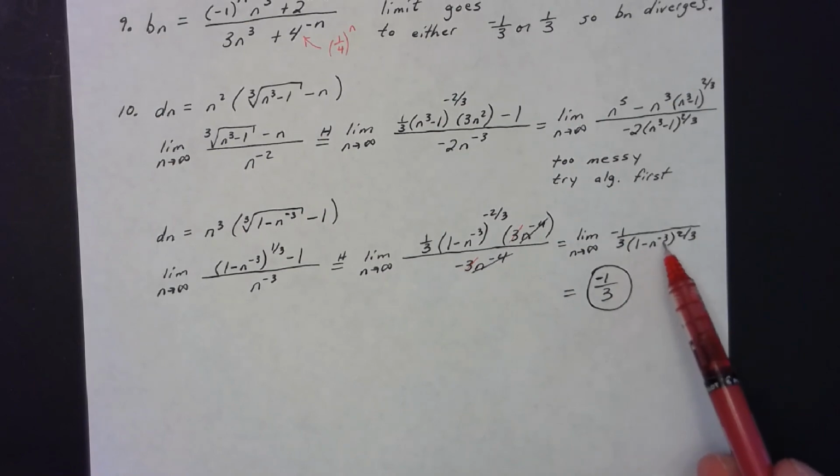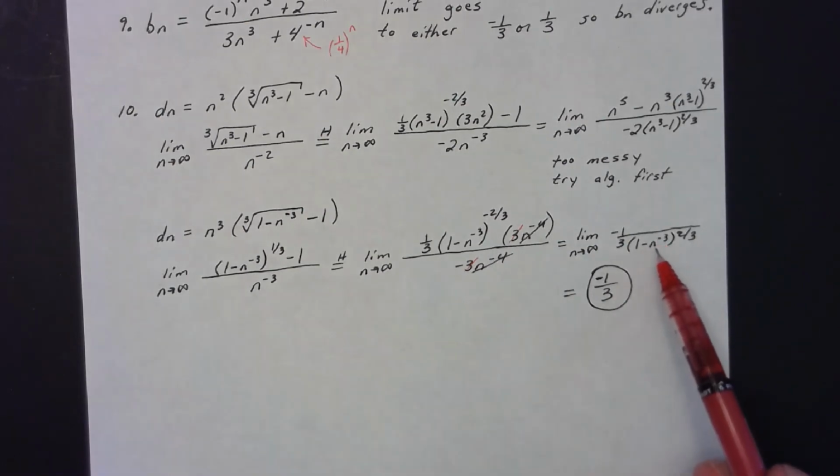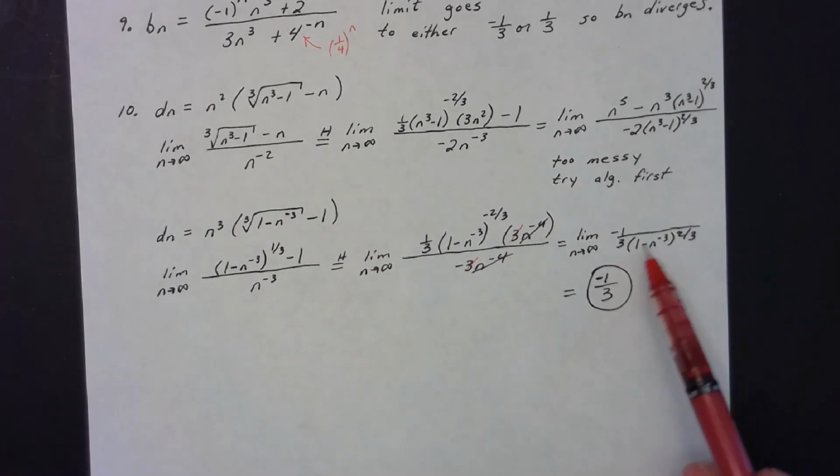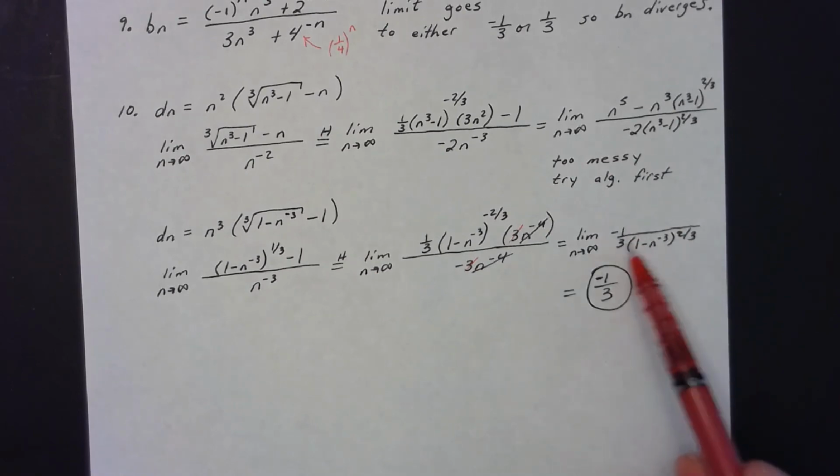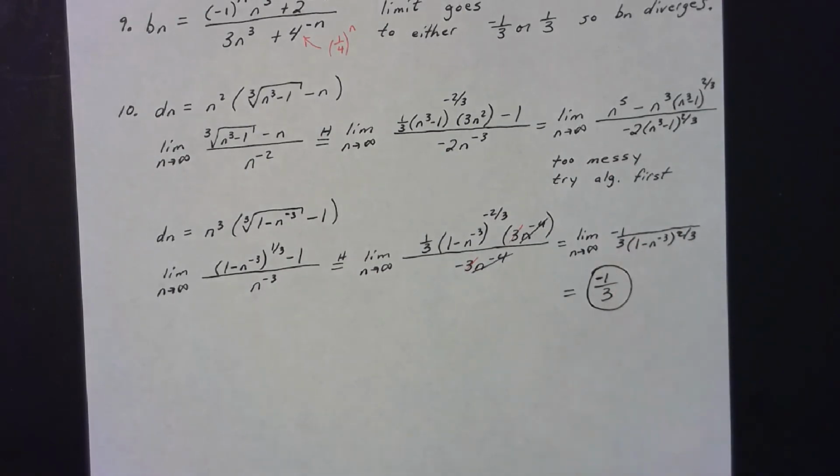If n goes to infinity, this term becomes 1 over infinity cubed. Well, that's 0. You'd have 1 minus 0 to the 2/3. That's just 1. So you have negative 1 over 3 times 1 for the negative 1/3. I would say this sequence converges to a negative 1/3.